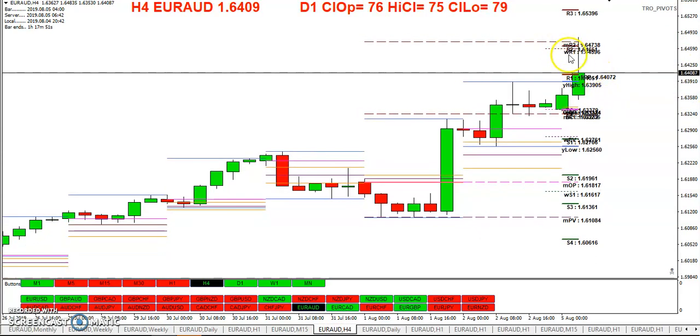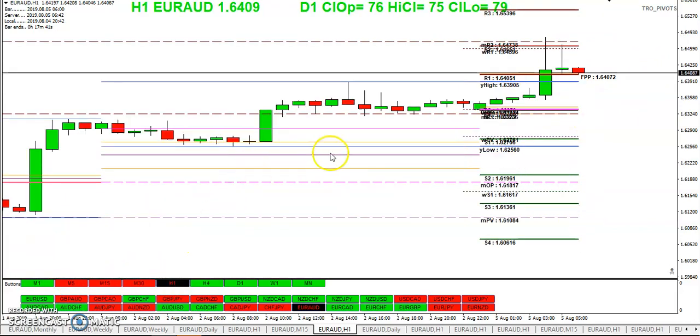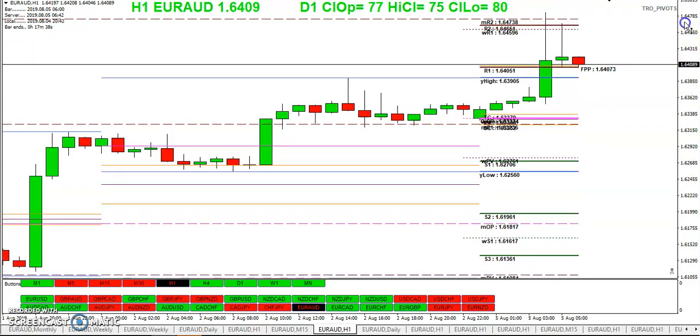But let's see, we've got a weekly R1 right here. Hard to see. The weekly pivot is here. Let me switch it down to H1 so we can see these labels maybe a little bit better. We got the weekly pivot, so maybe we could go short and try and pick up that weekly pivot right there.